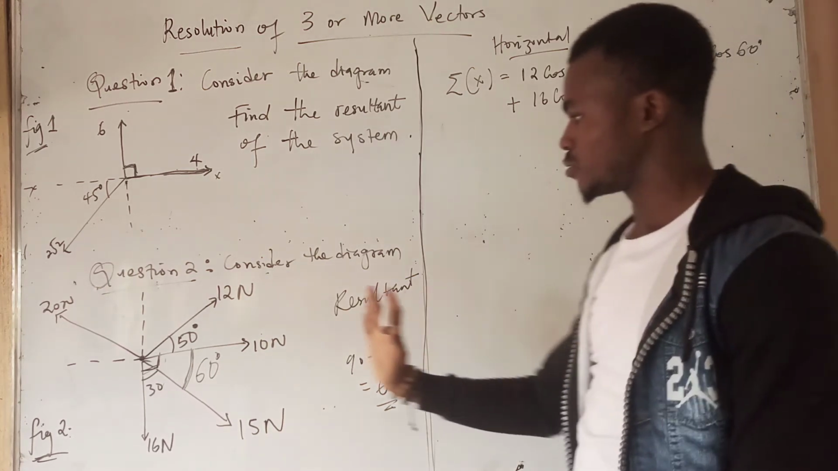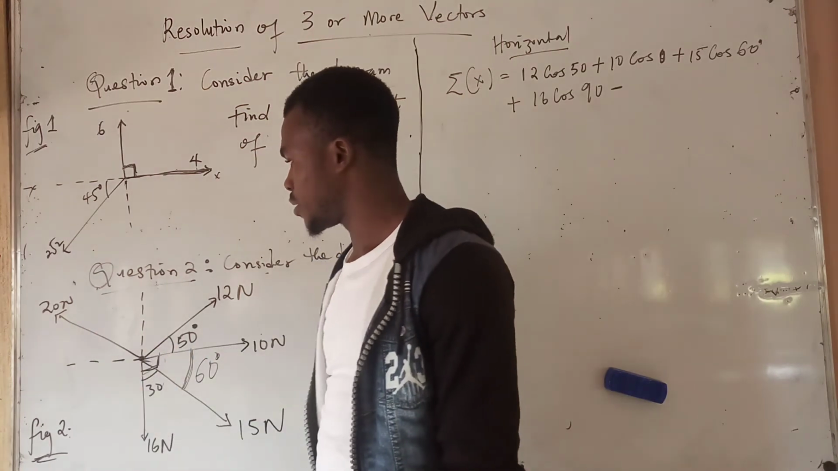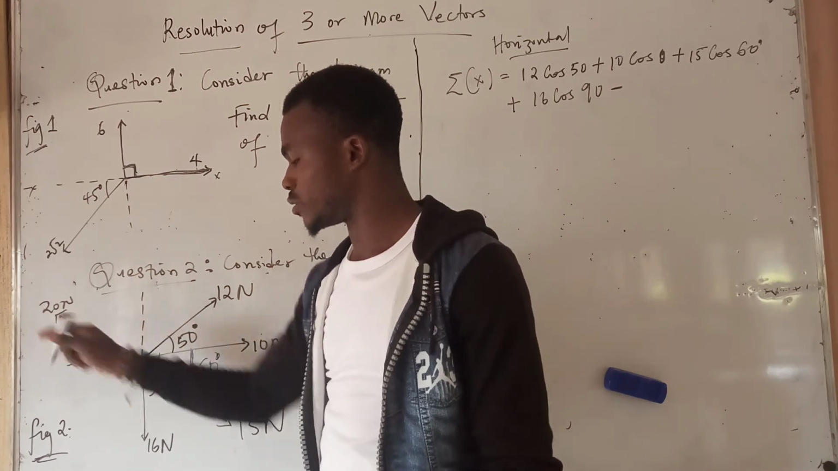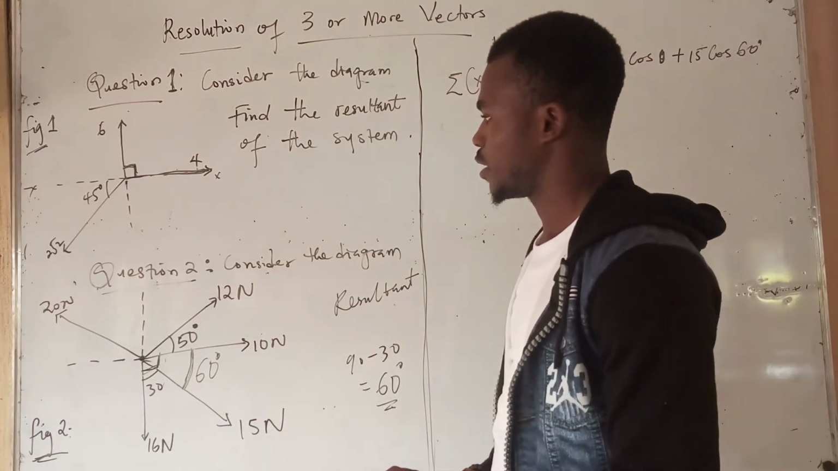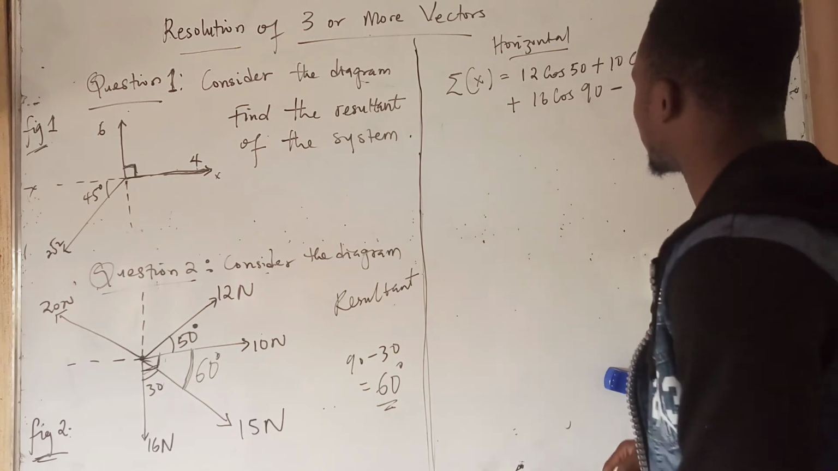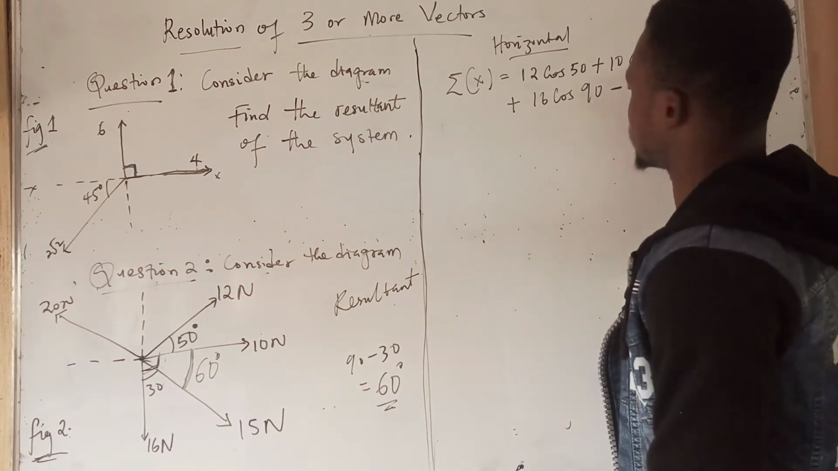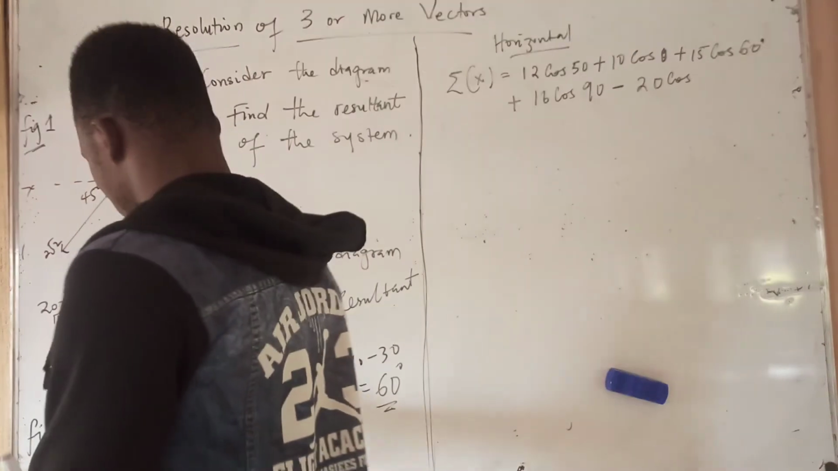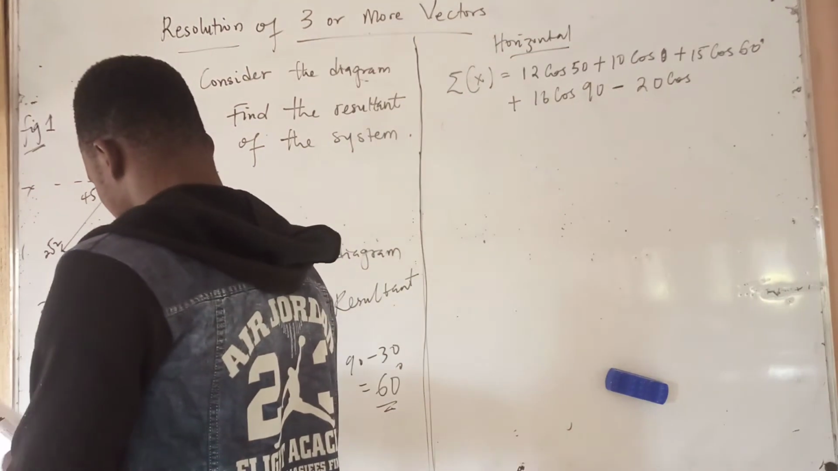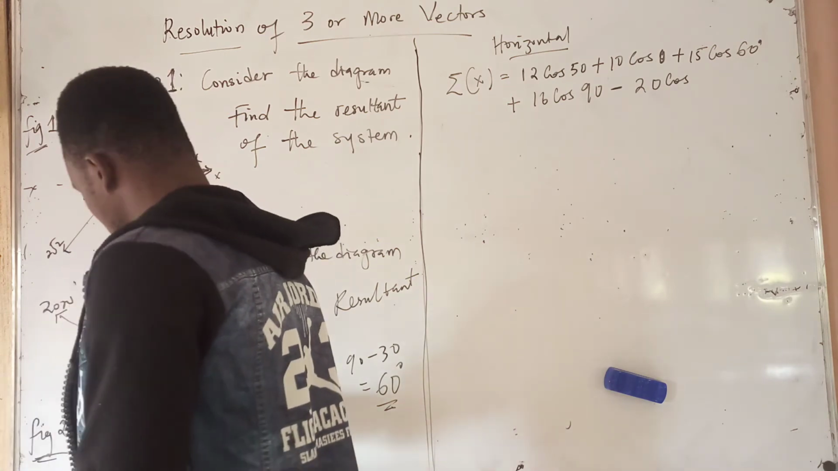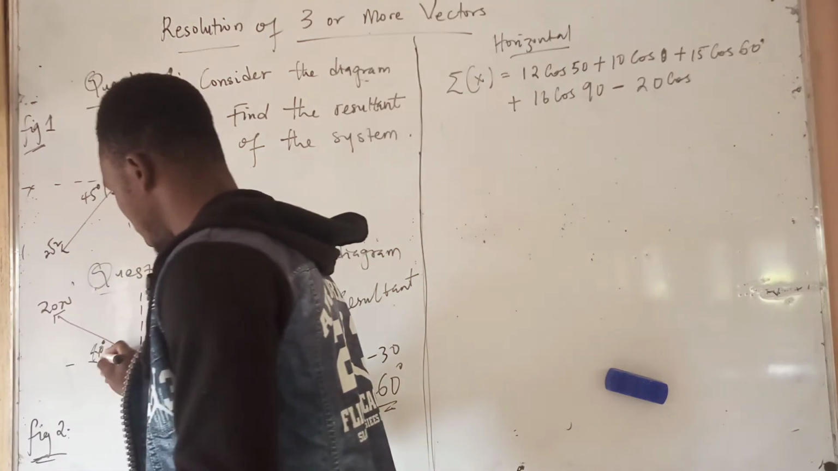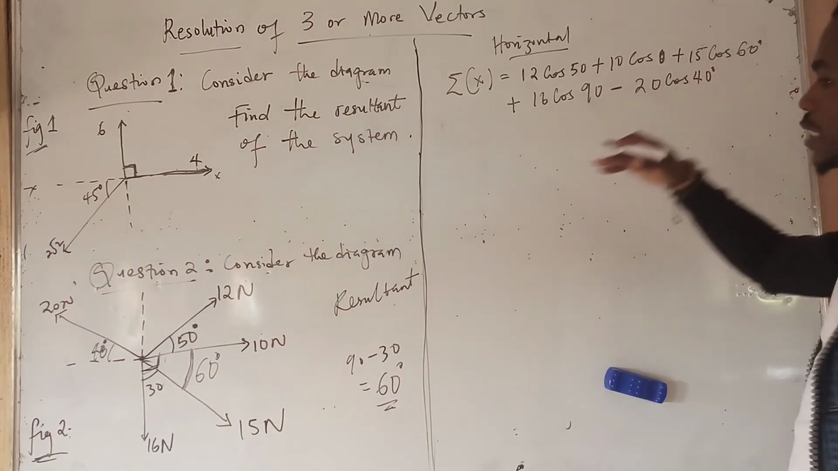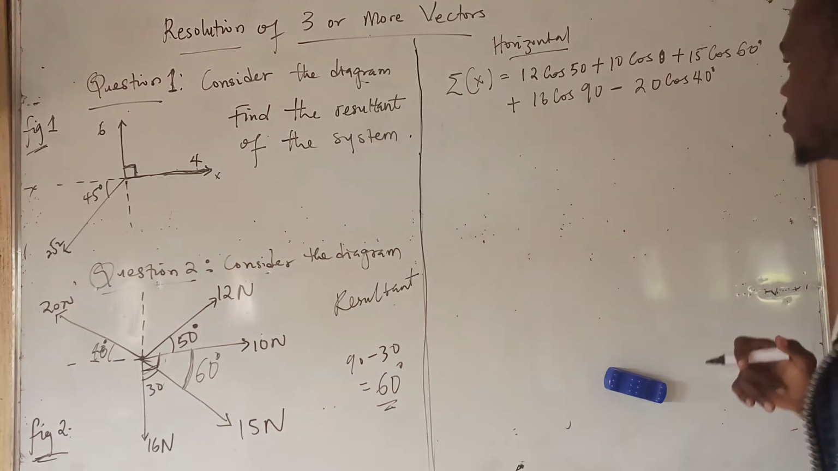Then we go to the negative part of the diagram. When we move to the negative, the only vector we see there is 20 Newton. So we write 20 Newton cos, and the angle in the diagram is given as 40 degrees. So here we write 40 degrees, because that's the angle it forms with the horizontal.